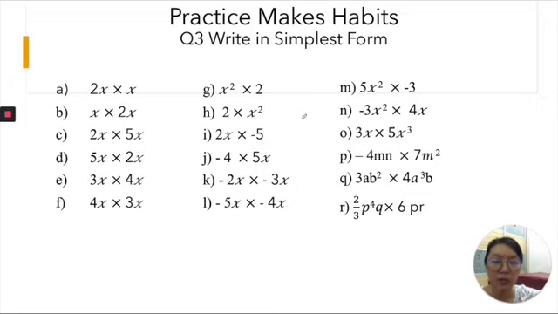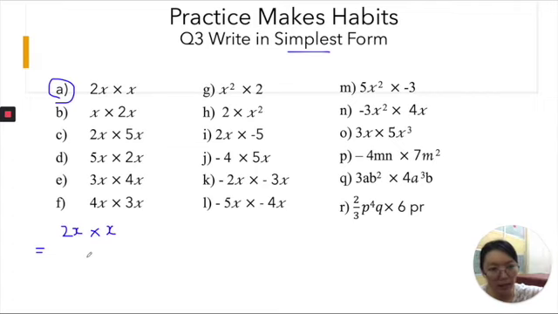Practice makes habit. Question number 3. Write in simplest form. Let's look at A. I have 2x times x. Again, I copy down the question. 2x times x. Be very careful on how I write my x and my times. You have to write it correctly, else you will be very confused with it.